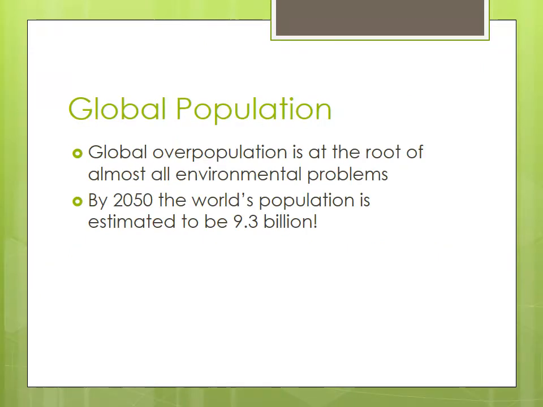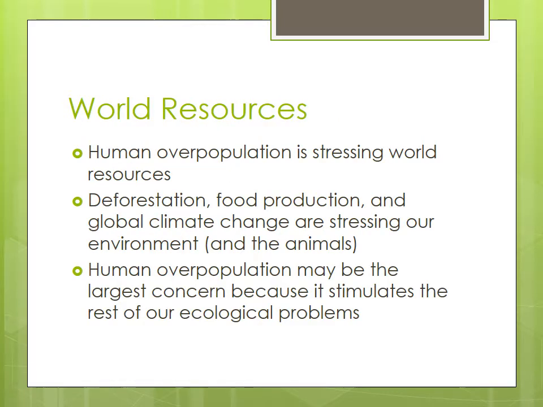So with humans devastating a lot of the populations, not just plant but animal as well, the global population is at the root of almost all the environmental problems. By the year 2050, the world population is estimated to be 9.3 billion. That's a lot of people, and those people need a lot of resources. Human population is stressing the world resources. We have deforestation, food production, and global climate change that are stressing our environment. And by stressing the environment, that's also going to stress the animals that live in the environment.